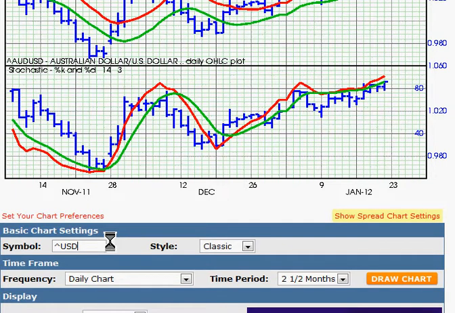We'll look at the USD CAD. Since the dollar looks like it's going to break lower, the Canadian dollar looks like it's going to head higher on the chart.